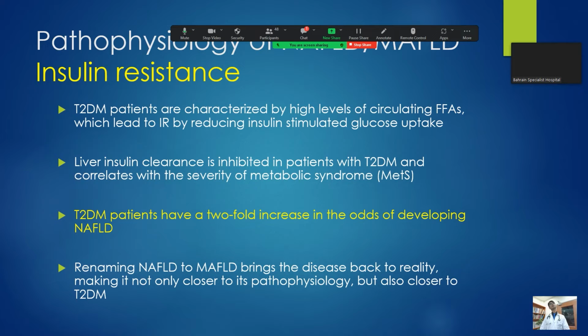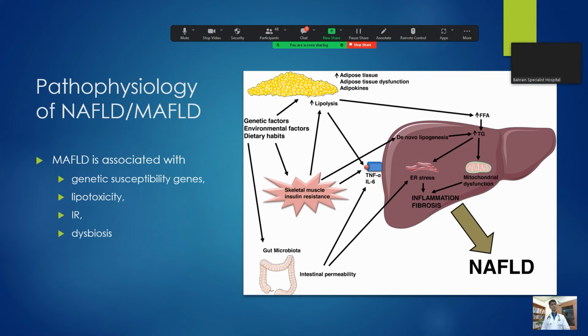in one study from Bahrain, it was 68%. So it's worthwhile to rename NAFLD to MAFLD. And definitely it gives us a better understanding in terms of pathophysiology for type 2 diabetes, insulin resistance, and further treatment and all follow-up. So this is the brief of the pathophysiology of NAFLD and MAFLD, which includes genetics, lipotoxicity, insulin resistance, and gut dysbiosis.